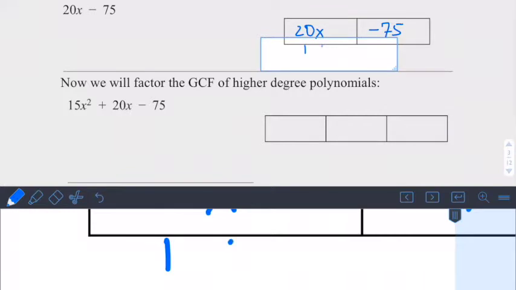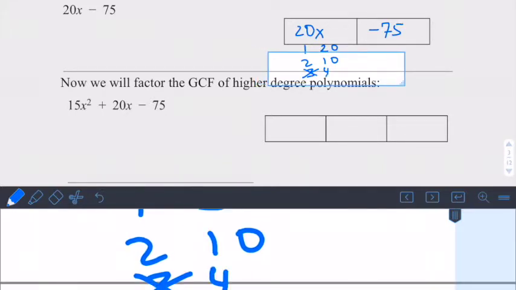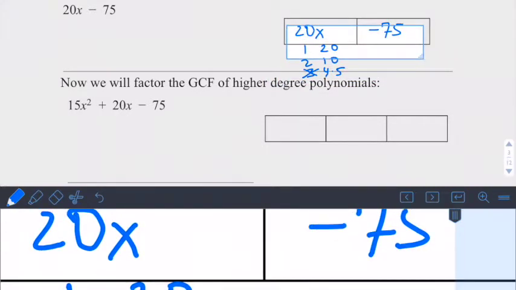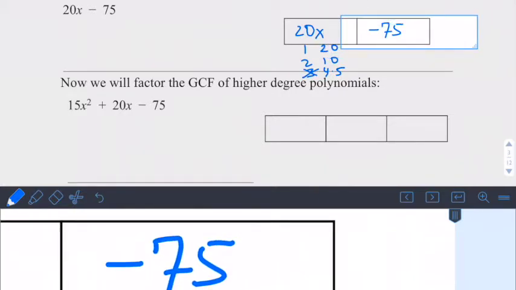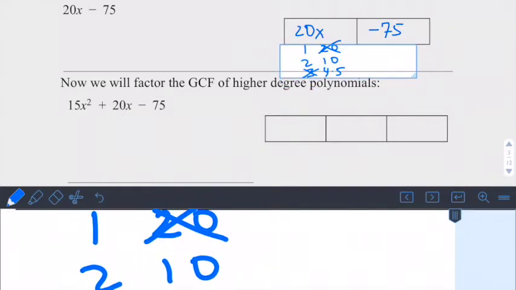So 1 and 20, 2 and 10. 3 does not work, right? We would need 21. And 4 times 5, right? And then we're back at 5, so we've got them all. Now I'm going to look at 20 and see if that's a factor of negative 75. Well, 75 does not divide by 20. 75 does not divide by 10.